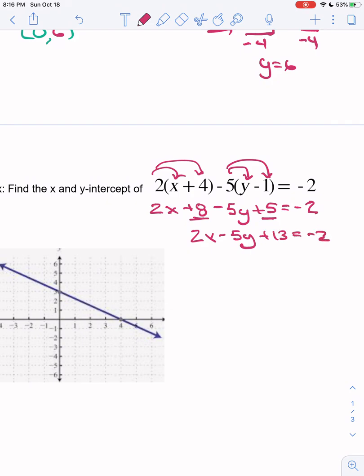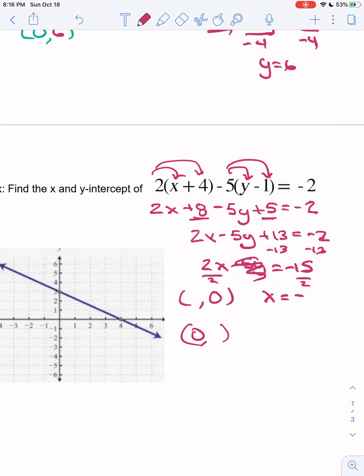Again, I like my whole number on the one side. It makes our work a little bit easier. So I'm going to subtract 13 from each side. That's going to give me negative 15. And here we go. We're going to set y equal to 0 to get x, and then we're going to set x equal to 0 to get y. So to set y equal to 0, I get 2x equals negative 15. Looks like x is going to be negative 7.5.